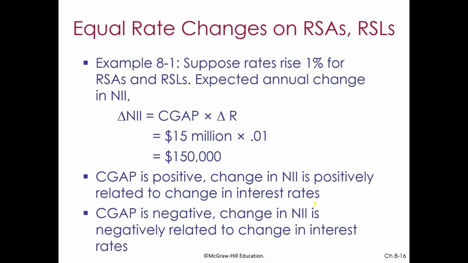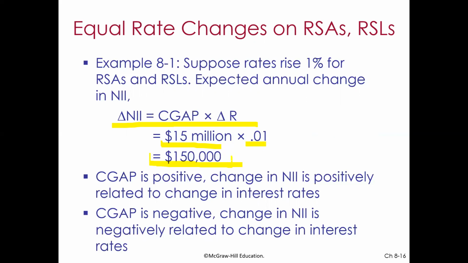Now, just one point to finish this discussion. As I already said, we can estimate the effect of interest rate changes on net interest income by this simple formula, which is cumulative gap times interest rate change. For example, our cumulative gap was $15 million. Interest rate change is 1%. So the effect of interest rate changes on net interest income was $150 million.